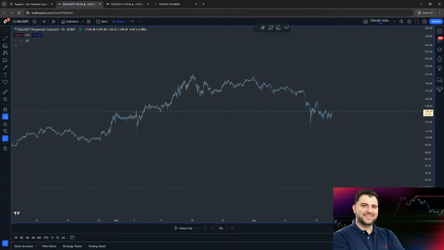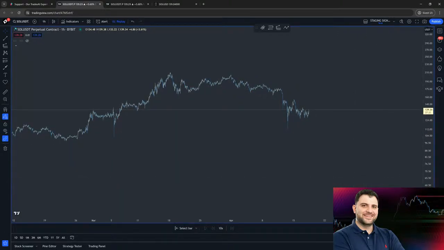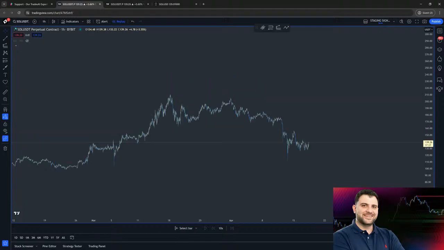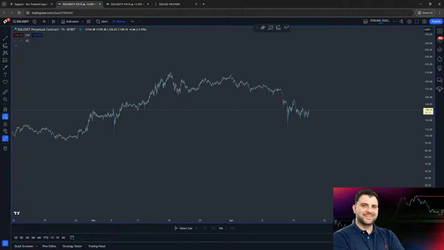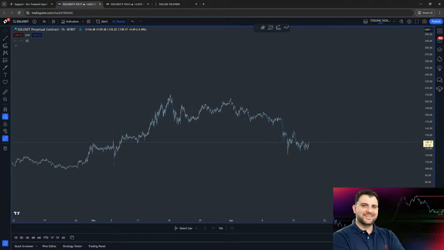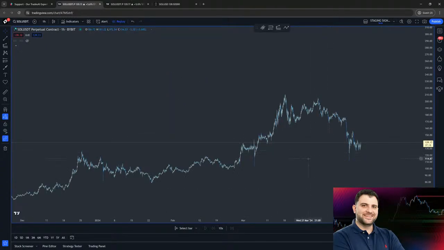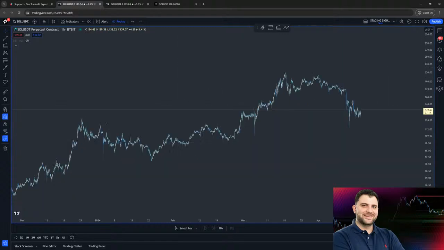One thing to mention about charts is we have logarithmic scale and linear scale. This is a very important concept when it comes to trading, to differentiate between both. By default, it's on linear. So by default, your charts will be linear charts. Personally, I like to trade logarithmic scales.